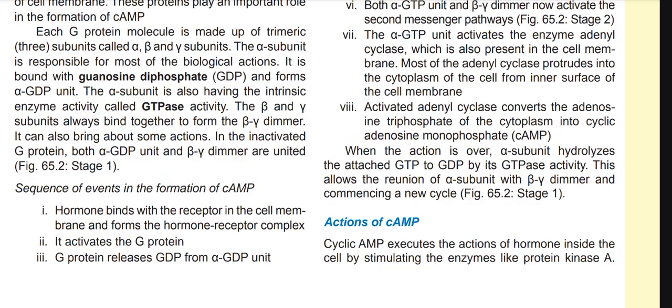When the action is over, the alpha subunit hydrolyzes the attached GTP to GDP by its GTPase activity, and this allows the reunion of the alpha subunit with the beta gamma dimer and commencing a new cycle. So what happens when the action is over? Then the alpha subunit hydrolyzes the attached GTP to GDP by its GTPase activity, and this allows the reunion of the alpha subunit with the beta gamma dimer and commencing a new cycle.